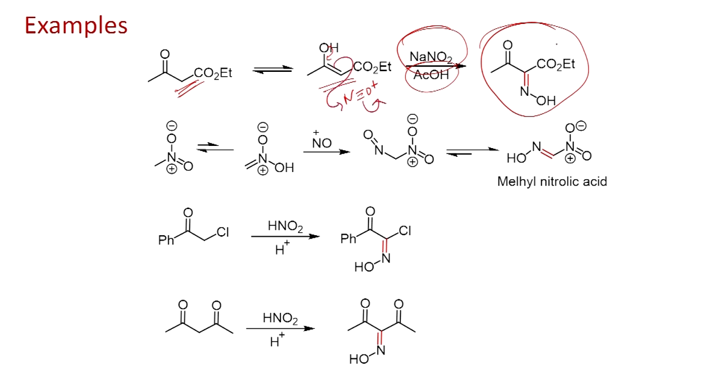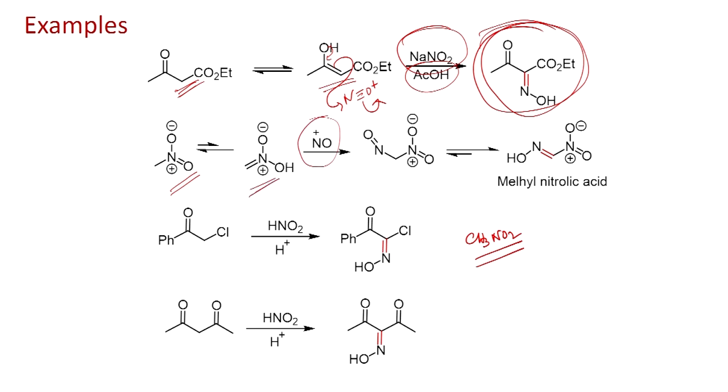To give this oxime as a product. The next example involves the reaction of nitromethane. The reaction of nitromethane shown with this nitrosonium ion. As all of you know, this also in acidic medium can exist like this.